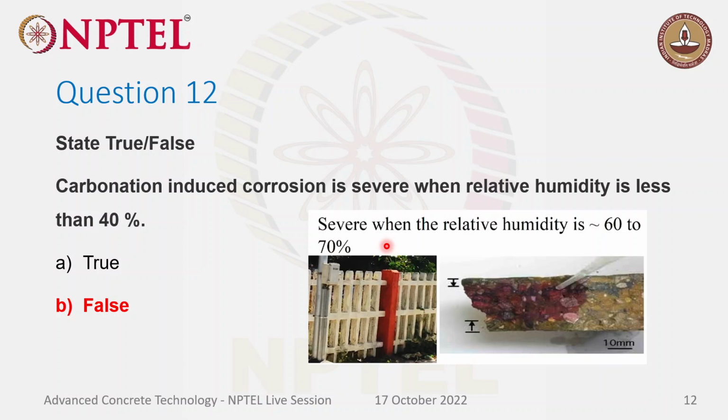concrete. And even if the relative humidity is very low, if it's very dry, then obviously there will be no moisture for the corrosion to happen. So carbonation might happen, but carbonation induced corrosion may not happen. So the relative humidity should be in the range of 60 to 70%. Then only can both carbon dioxide as well as moisture get inside the concrete. So the statement is false. I hope you guys got it right.